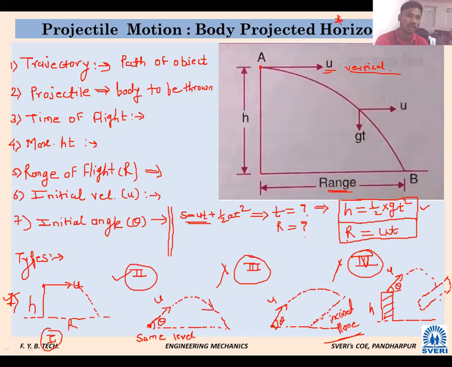And what is this? R is equal to ut. R stands for range. If we know the initial velocity with which the object is projected horizontally, most important word, horizontally, then R is equal to ut, where t is the time of flight.